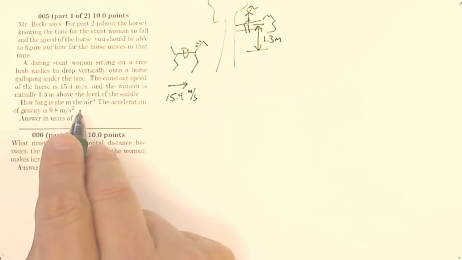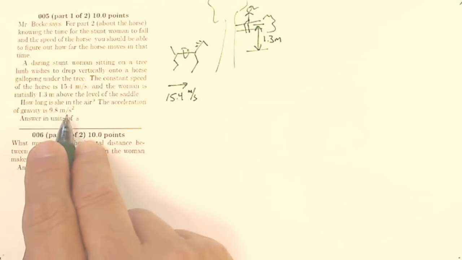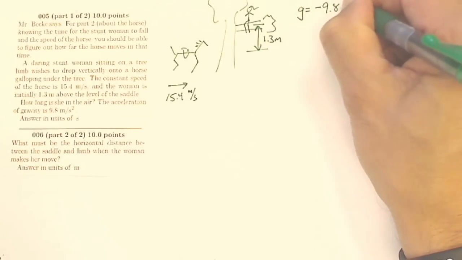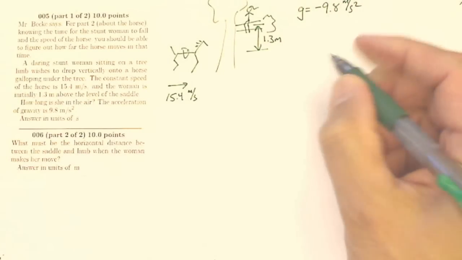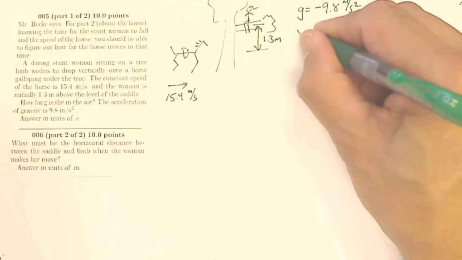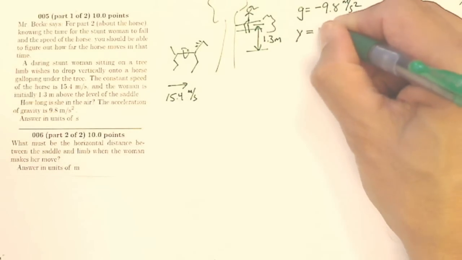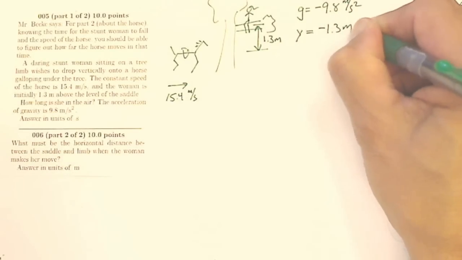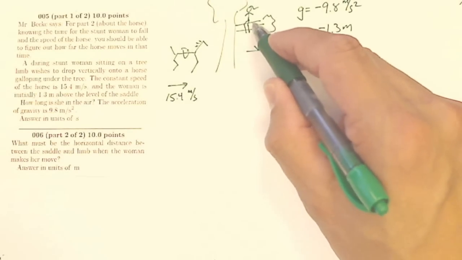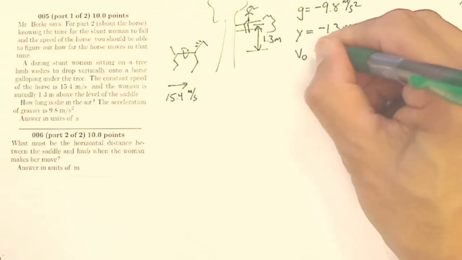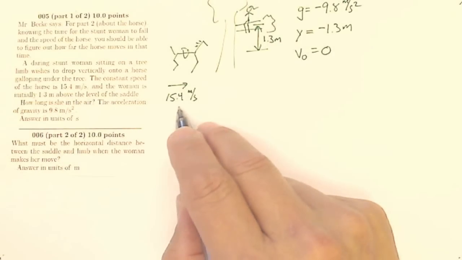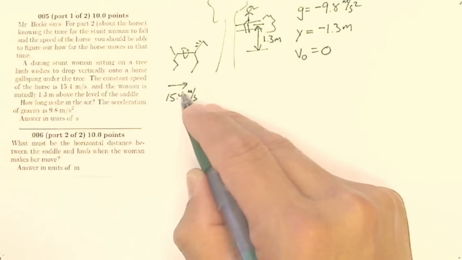How long is she in the air? The acceleration of gravity is 9.8 meters per second squared. So I know that g is negative 9.8 meters per second squared. Now she's going to fall 1.3 meters, so that is her displacement, but her displacement is going to be negative because she's going to fall down, so negative 1.3 meters. I also know that since she's dropping from rest, her initial velocity is 0. So first we're asking about her. We don't care about the horse, so this number does not come into our first part of this problem.